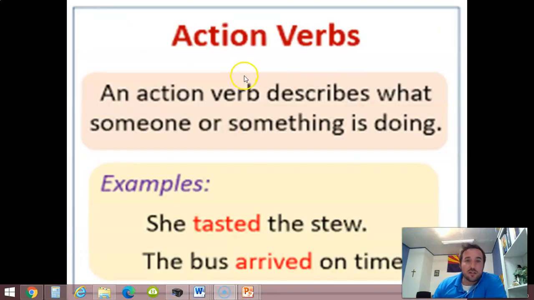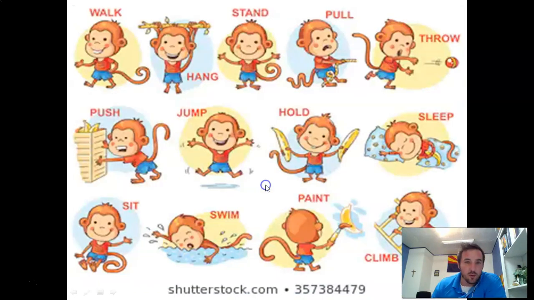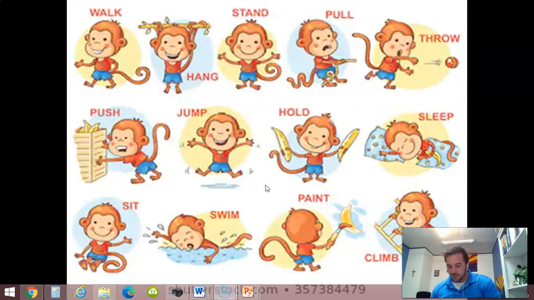I'm going to strongly suggest that you always try to find out who or what the sentence is about. That's the subject, and then you can find the verb. For instance, she. Well, that's the subject. What did she do? She tasted. That's the verb. The bus. That's the subject. What did the bus do? Arrived. That's the verb. And a lot of times these action verbs are just that.